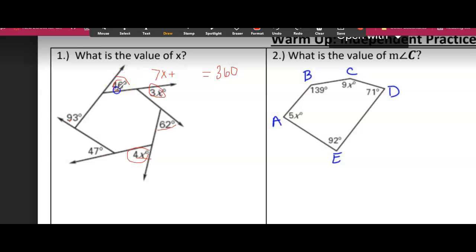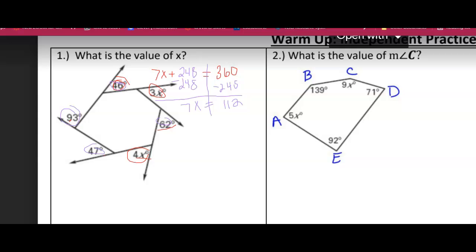So add up 46 plus 62 plus 47 plus 93. What is all of that? Then we just solve it. So you subtract 248. I subtract 248 from both sides. Go ahead and do that. Okay, do the last step. Divide by 7. And what do you get?